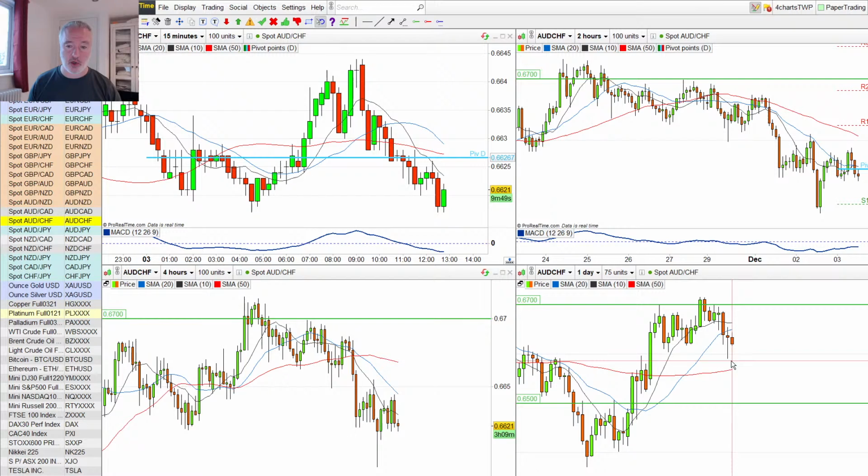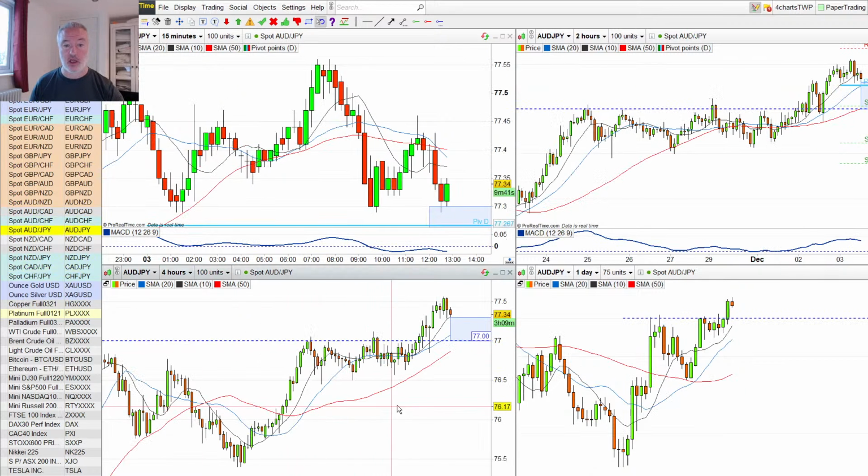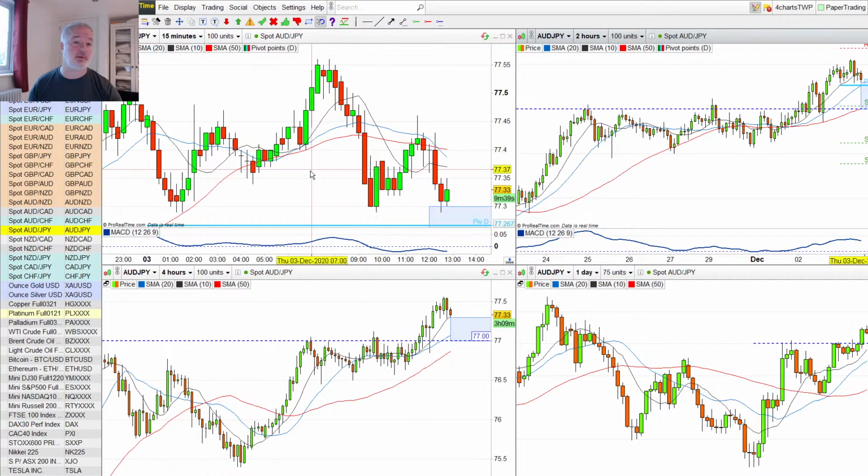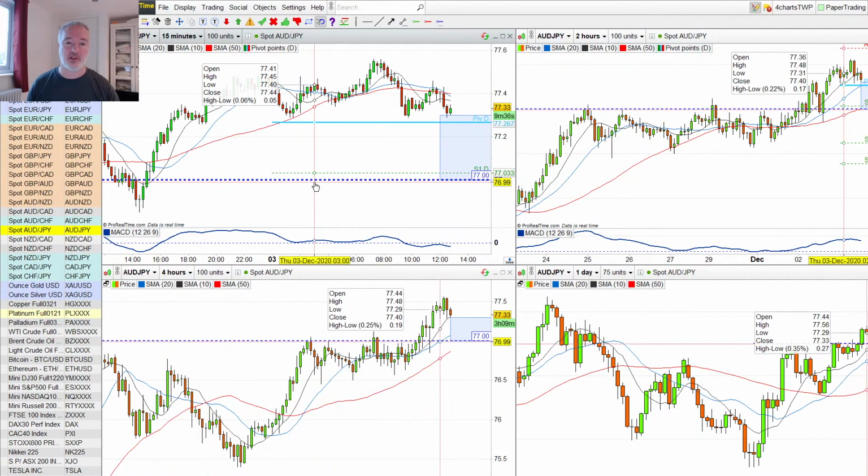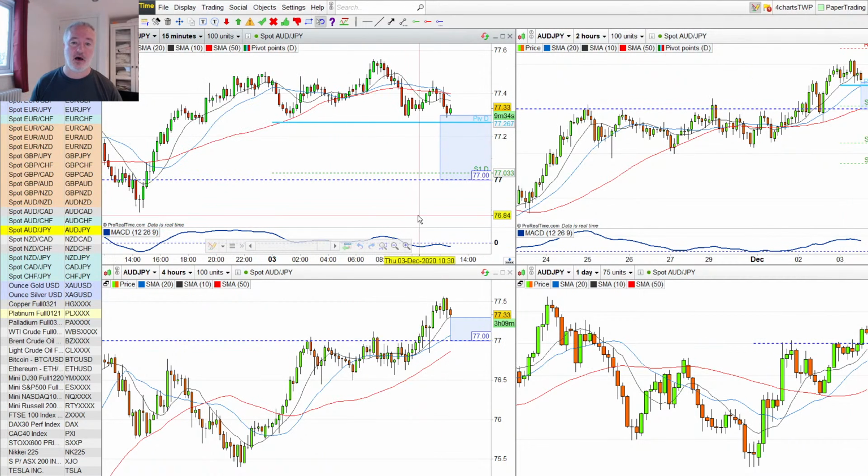Aussie Swissy looks like it wants to go down. It's looking more bearish than bullish. Not happy with that. So Aussie CAD, Aussie Swissy, not really happy with those. Aussie Yen, as I said, Aussie Yen looks good. And that must be driven by the Japanese Yen because that's the only one that looks really good.